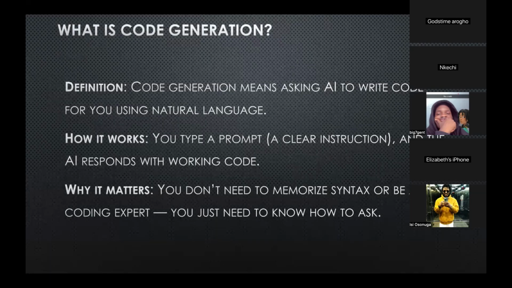Now, how does it work? You type a prompt. We all know what a prompt is by now. That's the clear instructions you give to your AI. You type a prompt and the AI responds with working code. Now, your prompt is requesting that the AI generate a particular code for a particular program to perform a particular task. You understand? And now the AI replies with the code for that program you asked it to generate.